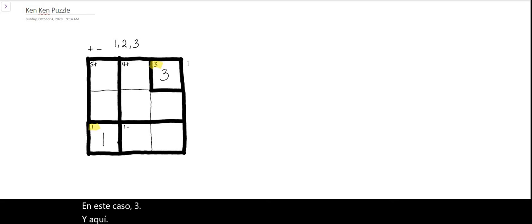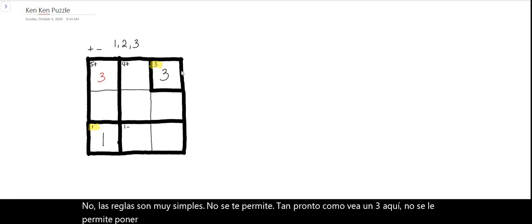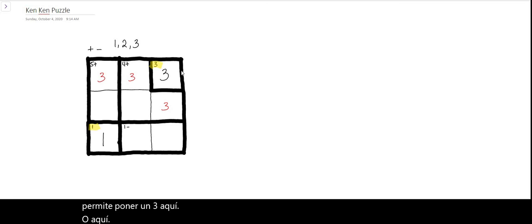Now, the rules are very simple. As soon as you see a 3 here, you are not allowed to put a 3 here, or here, here, or here. It cannot be repeated. Similarly, since you have a 1 on this corner, you are not allowed to have any more 1s here, here, here, or here. That's not allowed.